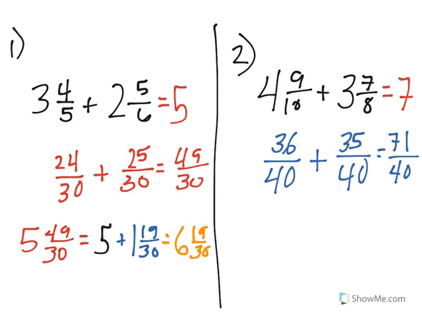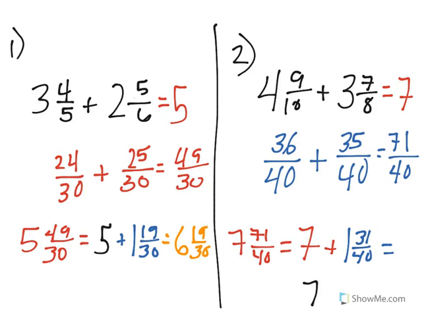So right now our answer is 7 and 71 over 40. We can convert that 71 over 40 into a mixed number. So we'll have 7 plus, and this is going to be 1 and 31 over 40, which gives us a solution of 8 and 31 over 40.